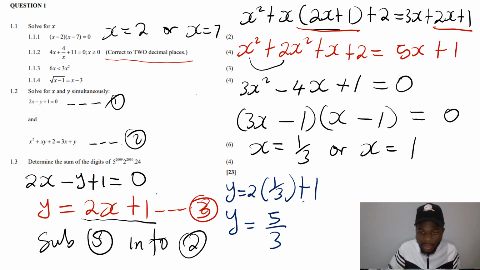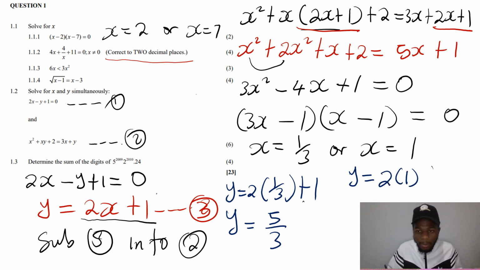Okay, so let's check when x is equal to 1, what will be the value of y. So we're going to still use the very same equation. So it will be 2 into 1. Where there's x, I'm going to put 1, plus 1. This is going to be 3. Okay, so these will be our solutions. We have solved these simultaneous equations. 6 marks for doing all these things.